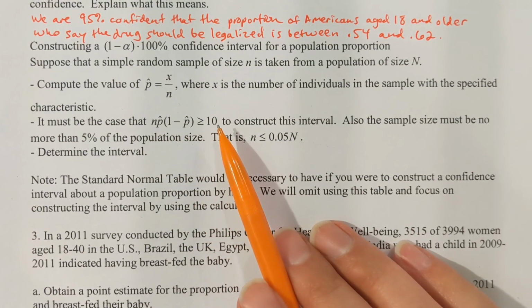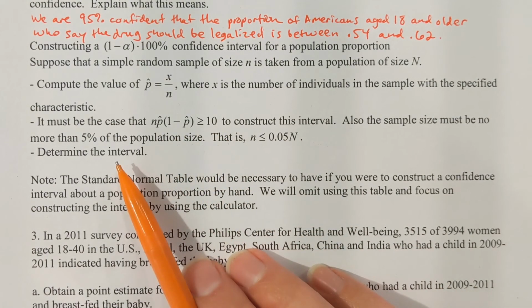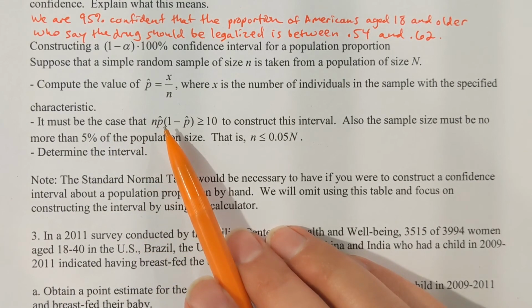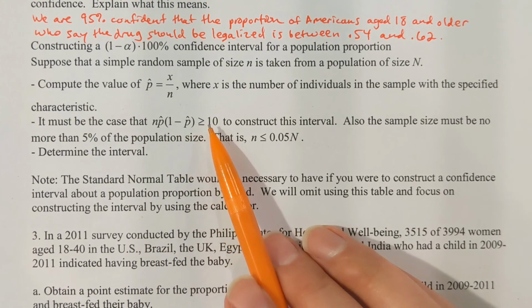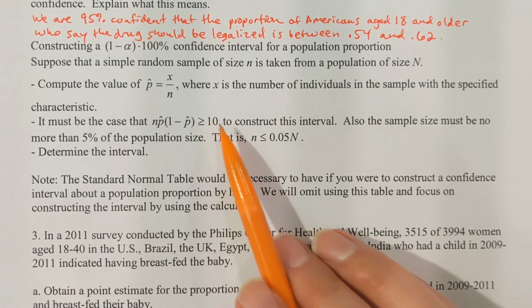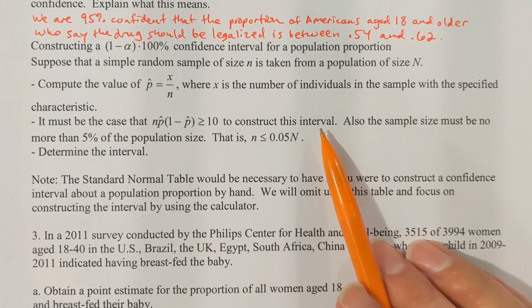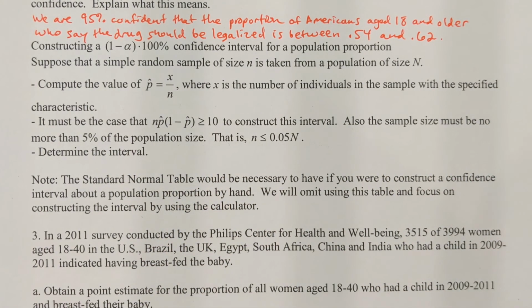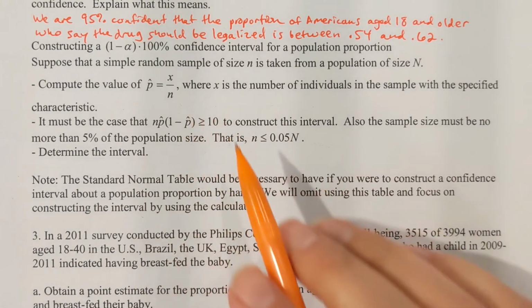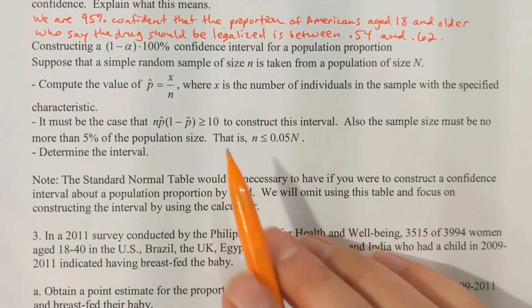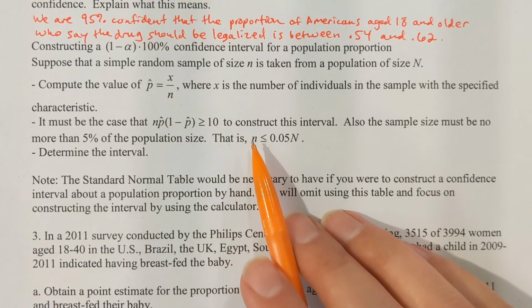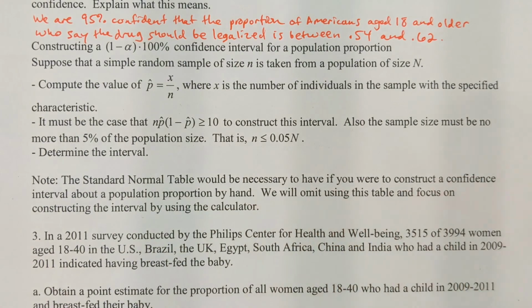Now, there are two conditions that need to happen before we compute the interval. Condition 1, it must be the case that n times p hat times 1 minus p hat is a number that is greater than or equal to 10 in order to construct this interval. Also, the sample size must be no more than 5% of the population size. Okay, so in other words, in these two conditions, you want to make sure that the sample is big enough, but not too big. Okay, once you've verified those two things, you're going to then determine the interval.